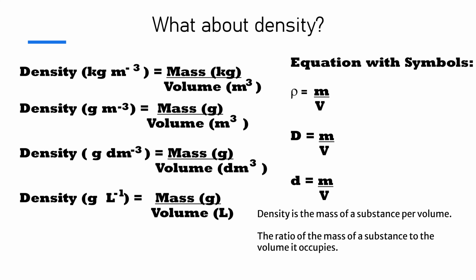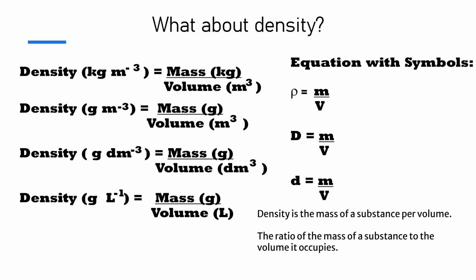So for expressing the density of a gas, we can use grams per cubic meter. So we take mass in grams and divide by volume in cubic meters, or we can express it in grams per decimeters cubed. So mass in grams divided by volume in decimeters cubed, or we can express it in grams per litre, which is mass in grams divided by the volume in litres.